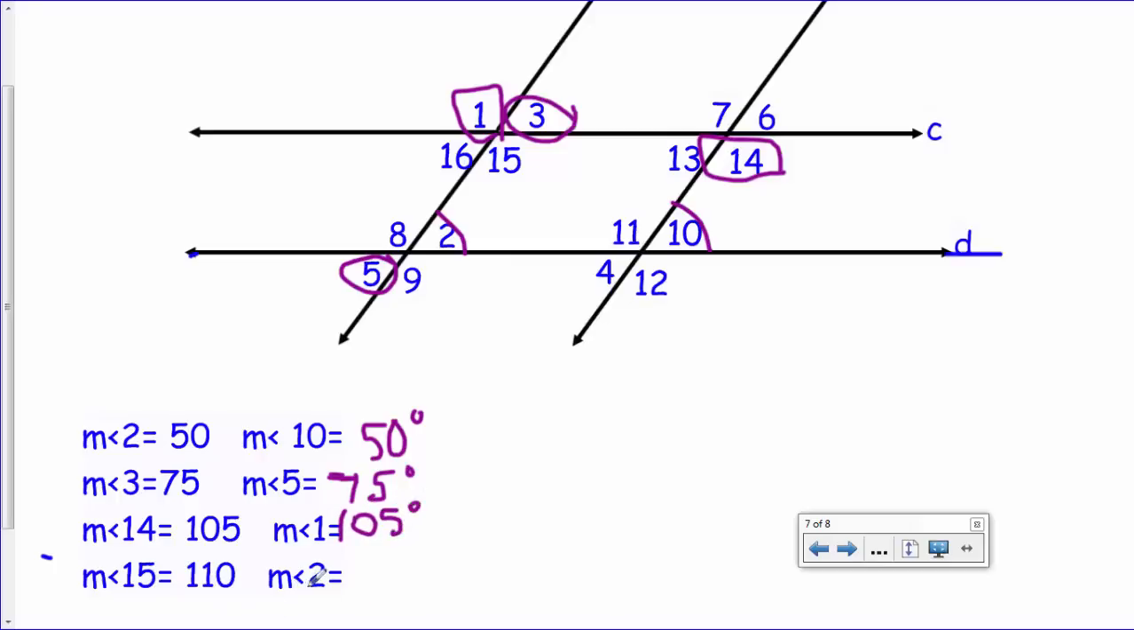And finally, we have 15 and 2. Angle 15, which is this angle over here, and angle 2, which is the angle over here, are going to have a consecutive interior pair of angles. Transversal line is A. That would mean these two lines are parallel. So these are supplementary because they're consecutive interior. We subtract from 180, we get 70 degrees.